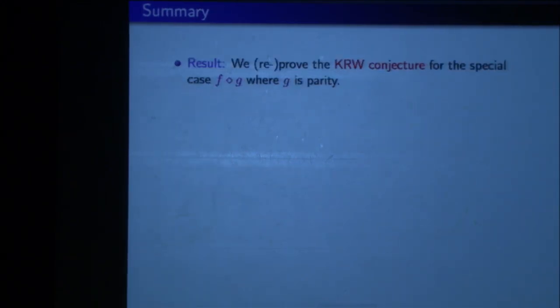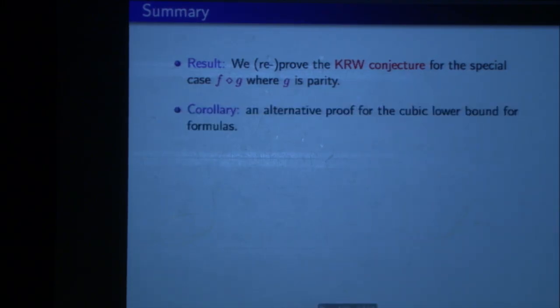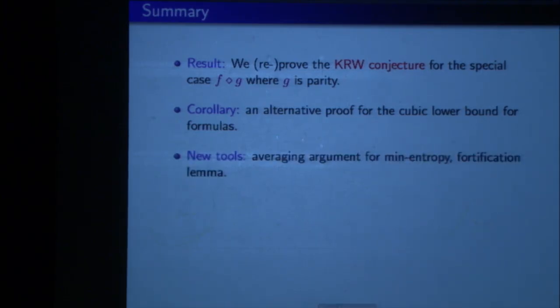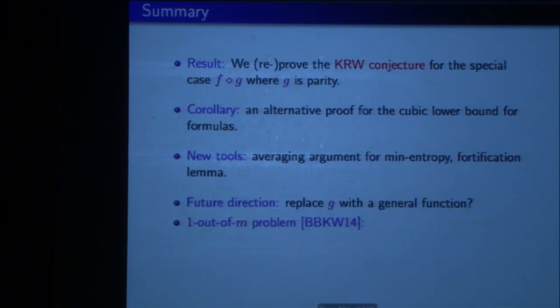Okay, so just to summarize, in this work we reprove the KRW conjecture for the case where g is parity. And as a corollary, we get an alternative proof for the state-of-the-art lower bound for formulas. And along the way, we get two new tools that are of independent interest, which are an averaging argument for mean entropy and this fortification lemma.